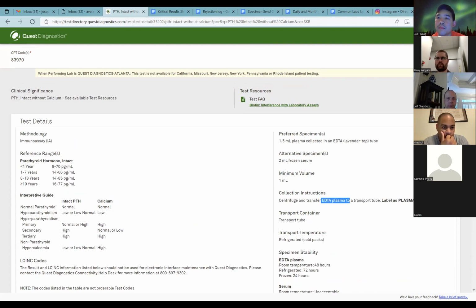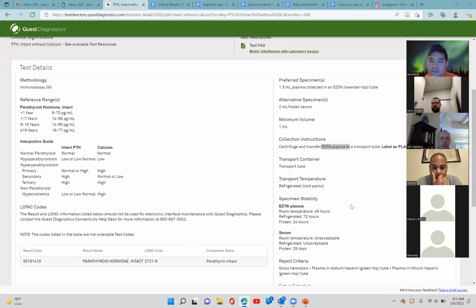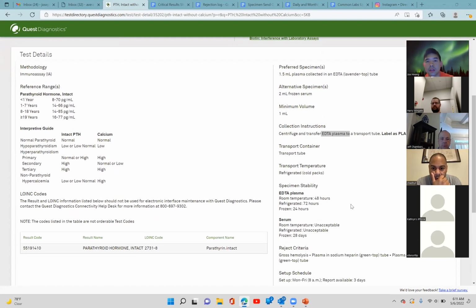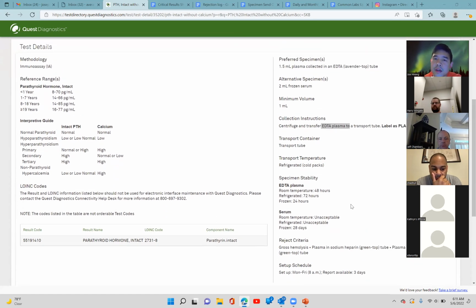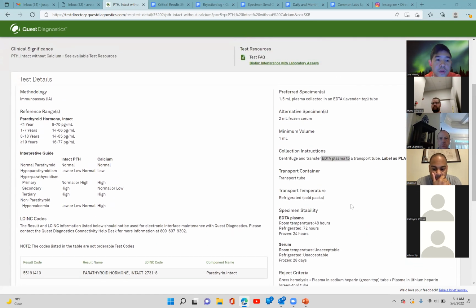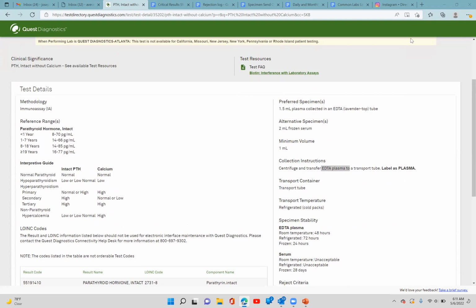Sorry, I have one question about the alternative specimens. Are we allowed to do the 2 ml frozen serum for that test? I know that's not really the point of what you were saying. Yes, that's a good point. For this one you can. I don't know if LabCorp is a little bit different, but yes, you can.